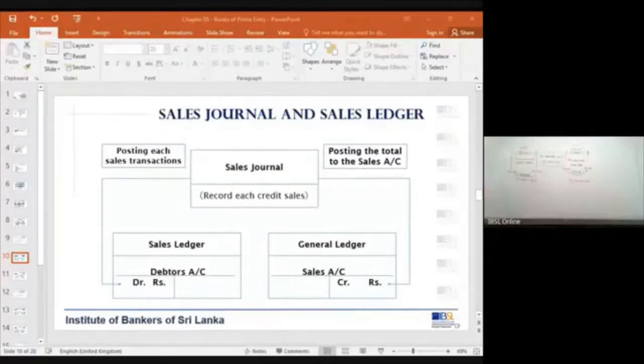We are talking about a complete month, but if you isolate this transaction, the total of the sales day book will go into two T accounts. This is the journal entry. We call this the journal entry. So the journal entry would be debit debtors account, credit sales account. And we also should know how to record a complete journal entry.